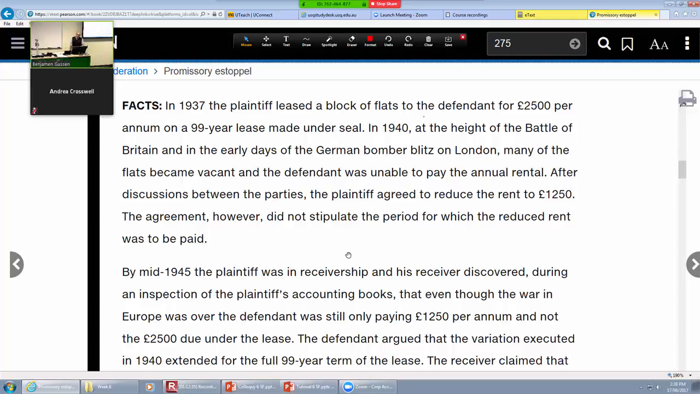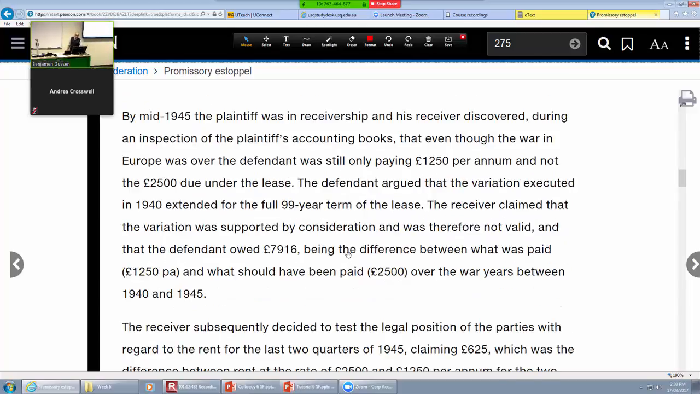So the agreement, however, did not stipulate the period for which the reduced rent was to be paid. They said we're going to agree on a new rent, so you can see the variation of contract here, but we don't know for how long. They didn't say anything about that. Okay. By mid-1947, so we're going with World War II, the plaintiff was in receivership. Okay? So there's a receiver because they are bankrupt, so someone will have to come in and settle for the creditors. So he's trying to find money. The receiver wants to find money.